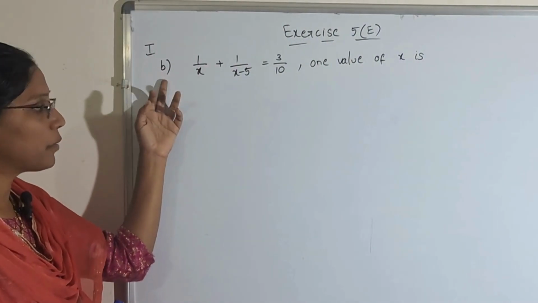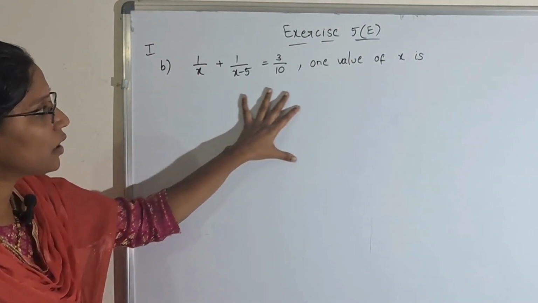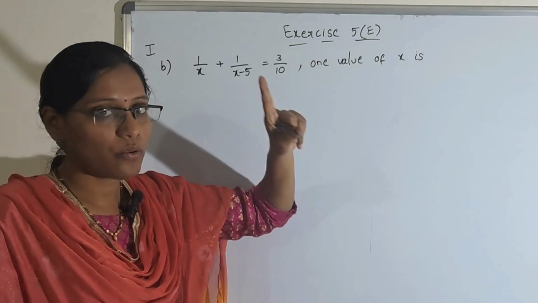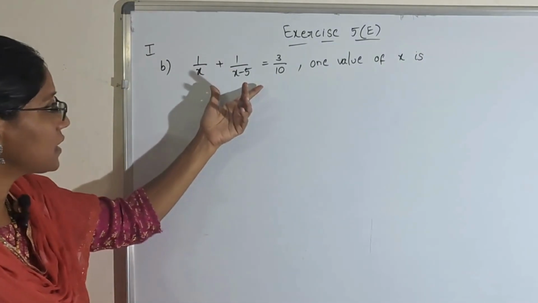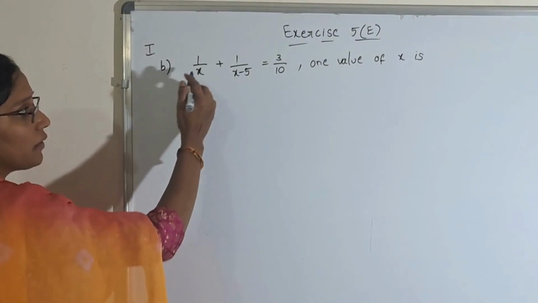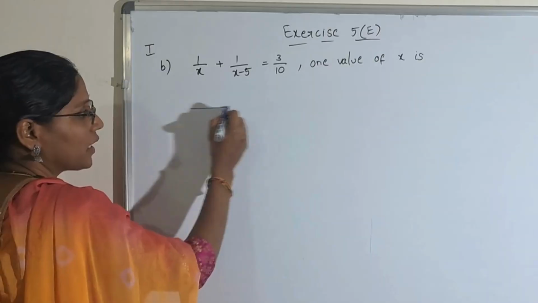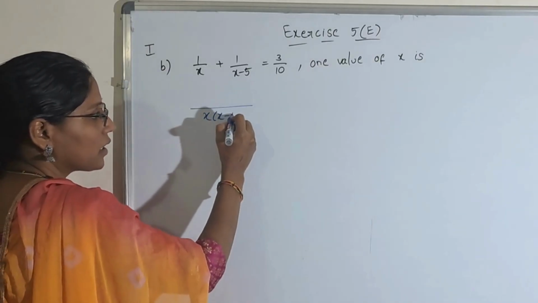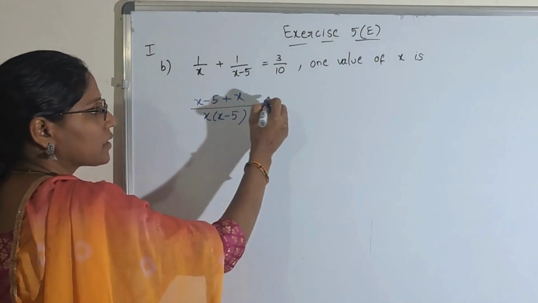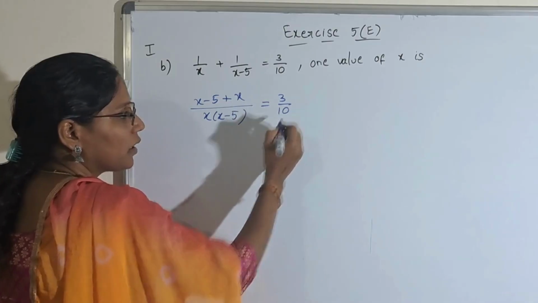Next, first main B problem. Here, in this equation, we have to find only one value of x. First, we have to convert the given equation into a quadratic equation. So how to convert? First, on the LHS we have to take the LCM, x of x minus 5. Here cross multiplication: x minus 5 plus x equal to 3 by 10.